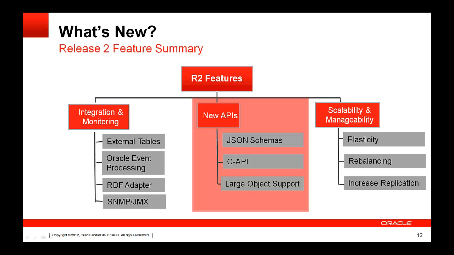Let's now take a look at the major new APIs available in Oracle NoSQL Database. The existing Java API is still supported, of course, but in addition, we have added support for JSON schemas and a new C API for performing CRUD operations on Oracle NoSQL Database. Finally, we have introduced a new API that can greatly improve performance for storing or reading large objects.